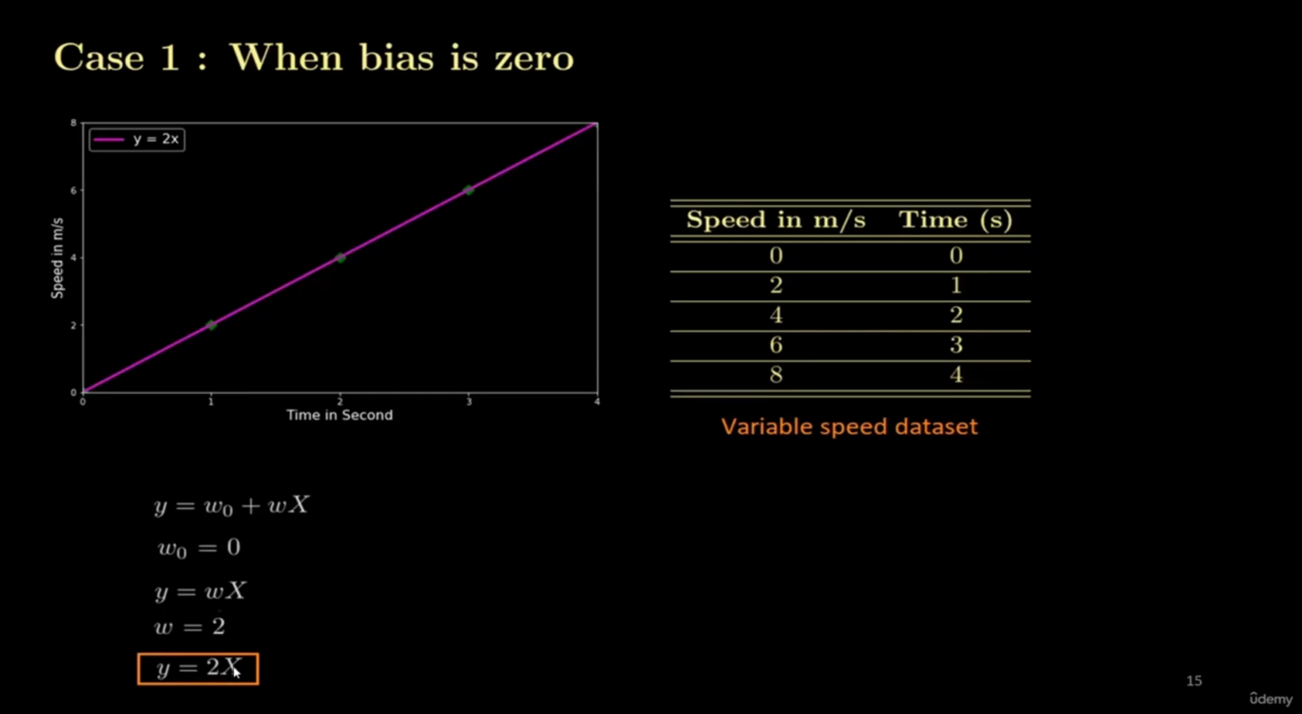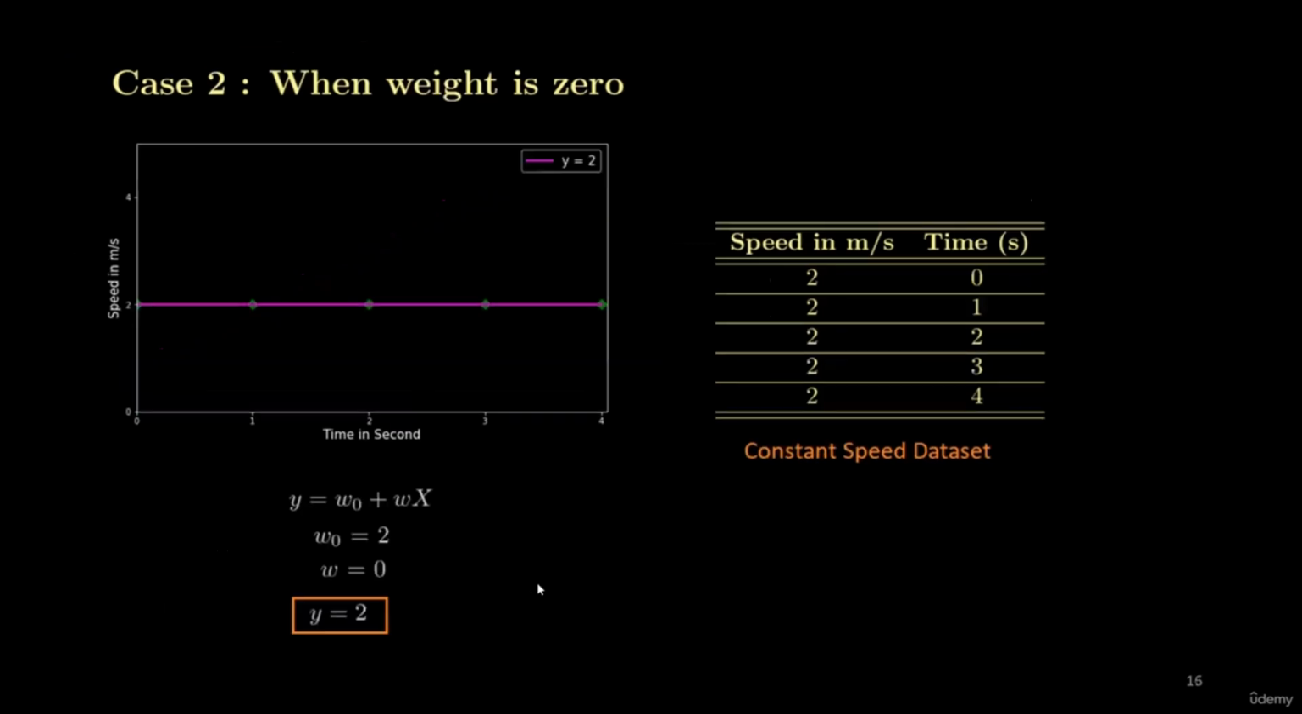Because when x is equal to 0, then y is also 0. When x is equal to 1, then y is equal to 2 times 1, which is 2. When x is equal to 2, y is equal to 4. So with the value of weight equal to 2, we are able to find the linear relationship between x and y. So this is case 2 about simple linear regression.